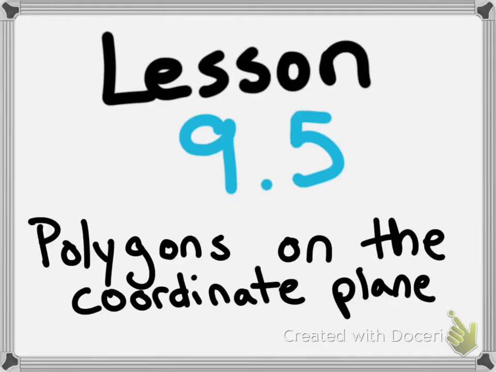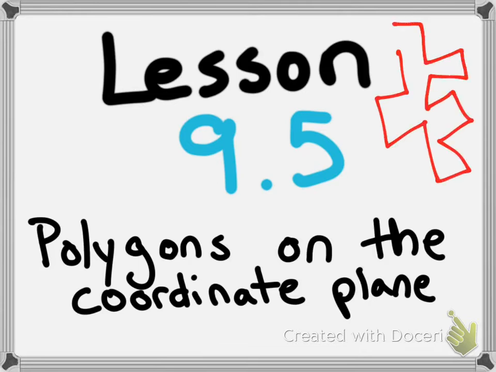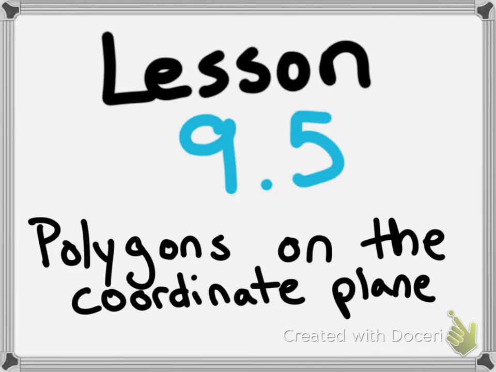So today we are starting lesson 9.5, which is polygons on the coordinate plane. As we remember from yesterday, polygons are any two-dimensional enclosed shape made with only straight lines. So, this is not a polygon. This is not a polygon, but that is indeed a polygon. Any two-dimensional figure that is enclosed with only straight lines.